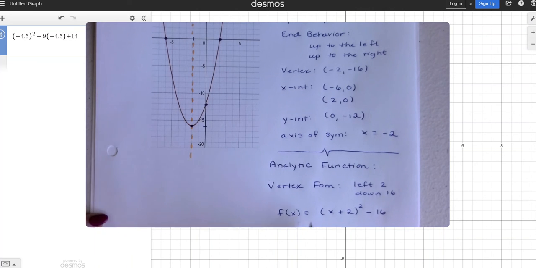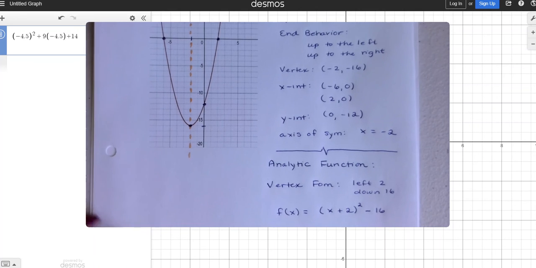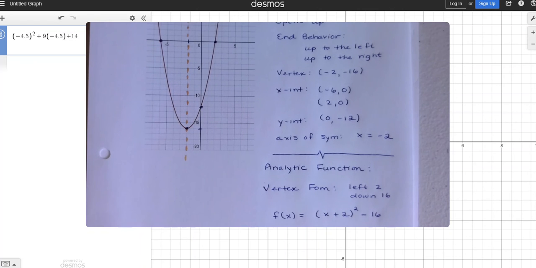Okay. Now I know that this opens up, so I know there'd be a positive multiplier. At this stage, short of actually multiplying this out and checking some points, I don't necessarily know right now whether there's like a 2 or a 3 or a 4 or something like that, or a 1/2 in front of this. But I think we can figure that out in just a minute or two. So let's just leave it at that for now. We know a lot about the vertex form just based on the left 2 and down 16.